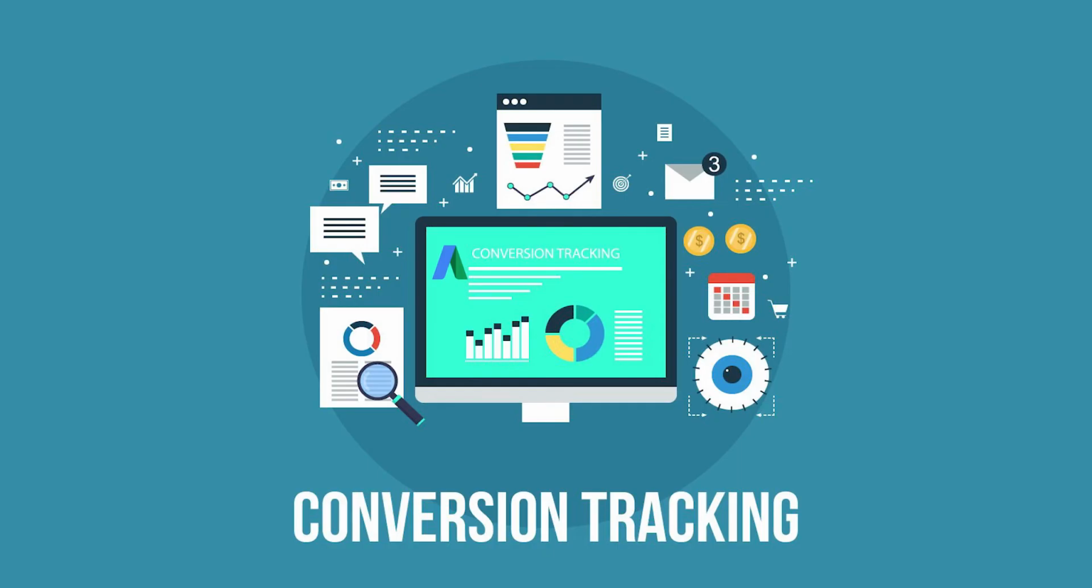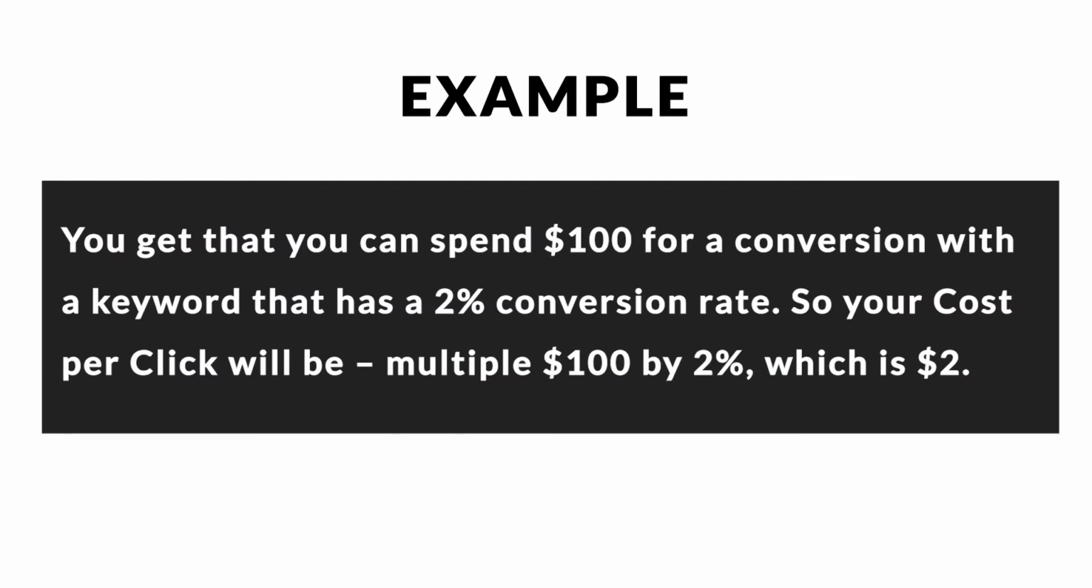Use Google Ads conversion tracking to measure the conversion rate for each keyword. Calculate your maximum cost per click for a keyword. For example, you get that you can spend $100 for a conversion with a keyword that has a 2% conversion rate. So your cost per click will be $100 multiplied by 2%, which is $2.